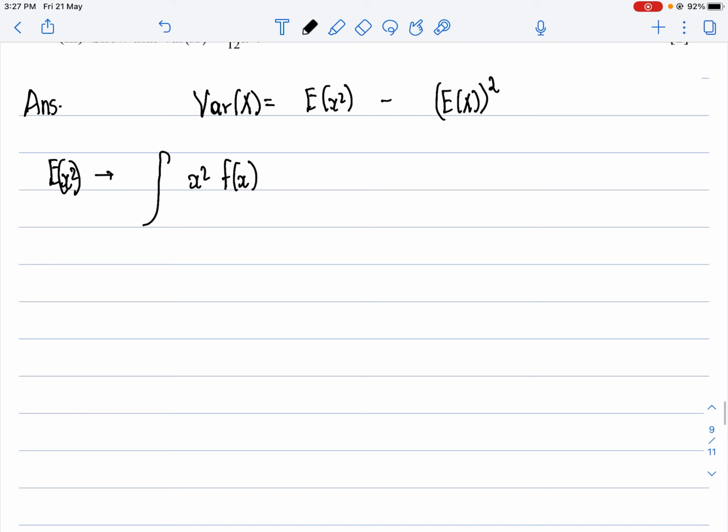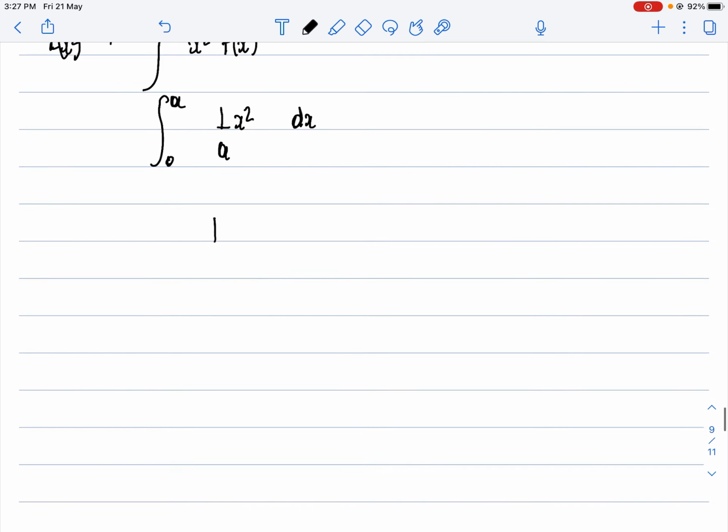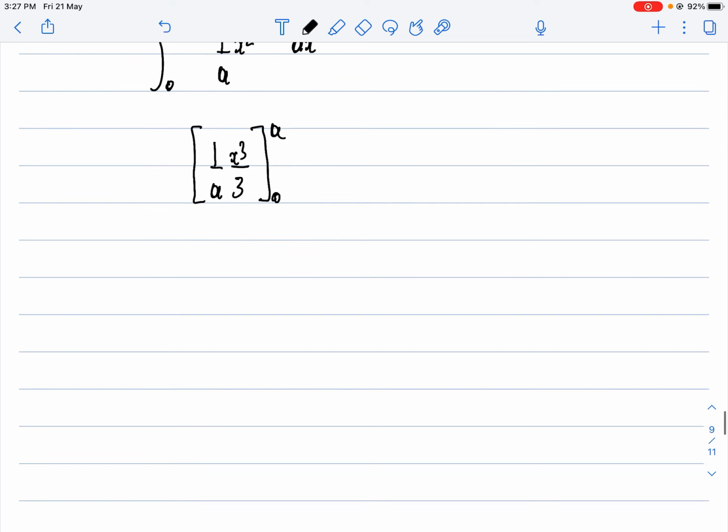So this is basically the integration from 0 to a of 1 over a x squared dx. When I integrate this, I get 1 over a times x cubed over 3 with limits 0 and a. Now when I put a in the place of x, I get a cubed by 3a minus 0, which basically gives me a squared by 3. Got it?